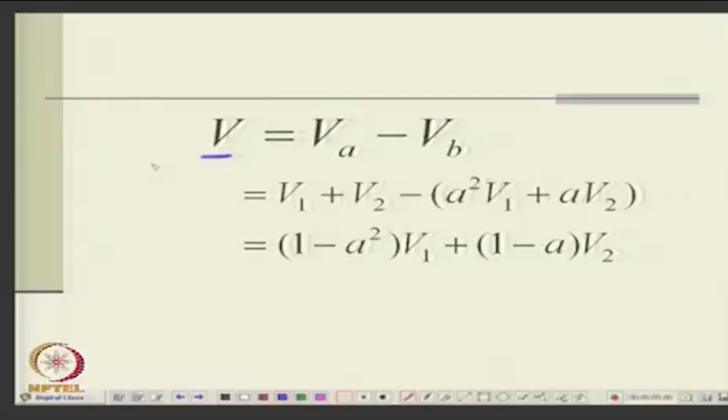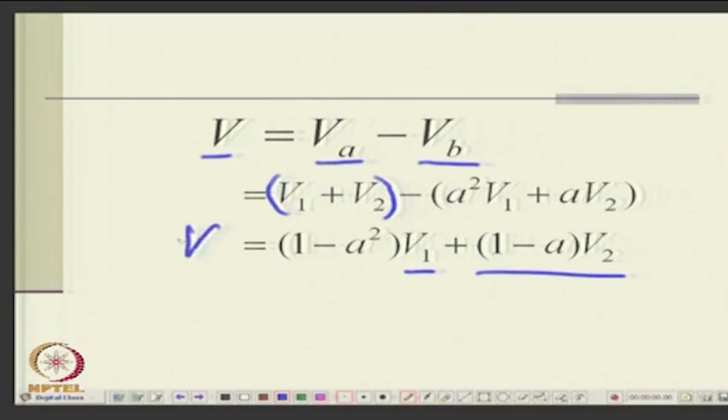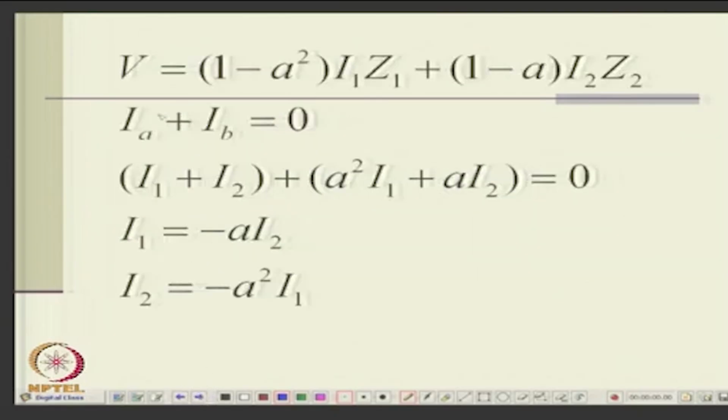Now, we know that the applied voltage V is VA minus VB. What is VA? VA is V1 plus V2, and VB is A square V1 plus A V2, that you know, agreed. Happy with this step? V is this, so you club the V1 terms, so it will be 1 minus A square times V1 plus 1 minus A times V2. So, this will be V in terms of V1 and V2. So, V is 1 minus A square times V1, and V1 is I1 Z1, plus 1 minus A into I2 Z2.